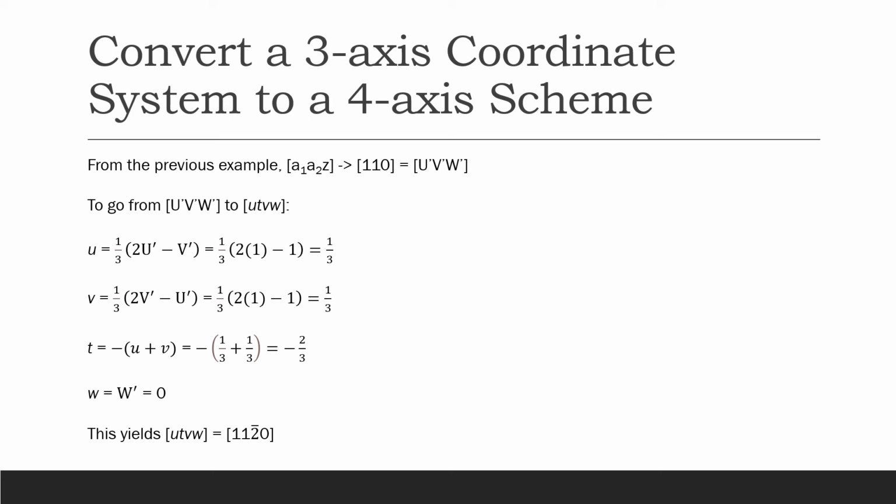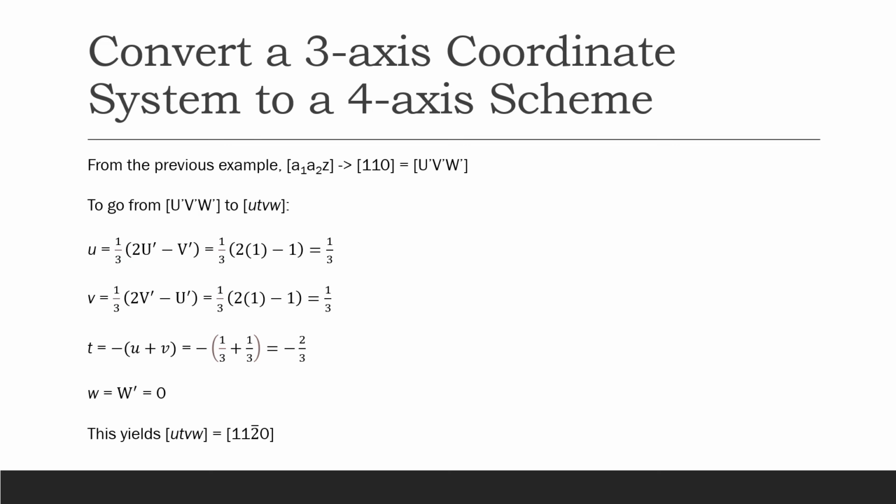1/3 times 2U' minus V' becomes 1/3. 1/3 times 2V' minus U' becomes 1/3. Negative U minus V becomes -2/3. W is simply equal to W'. Always make sure the coordinates are given in whole numbers and no spaces between them in the square bracket.